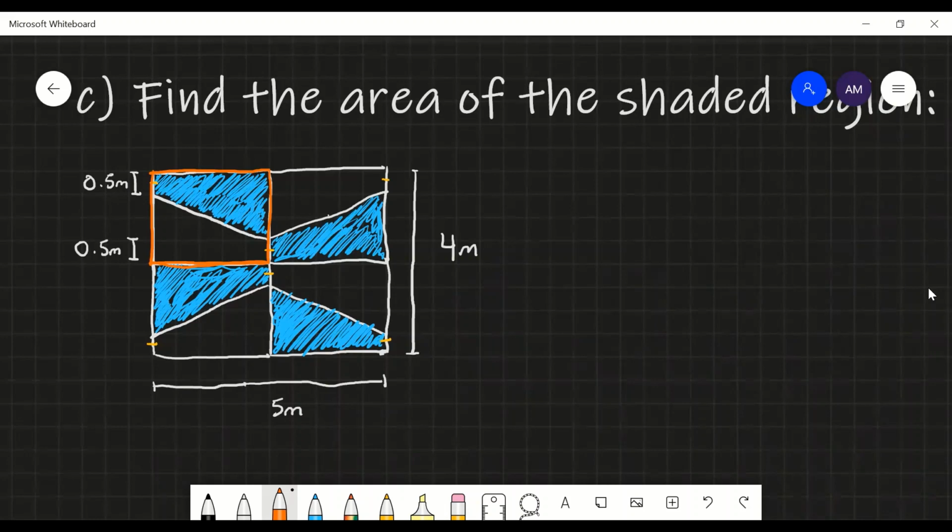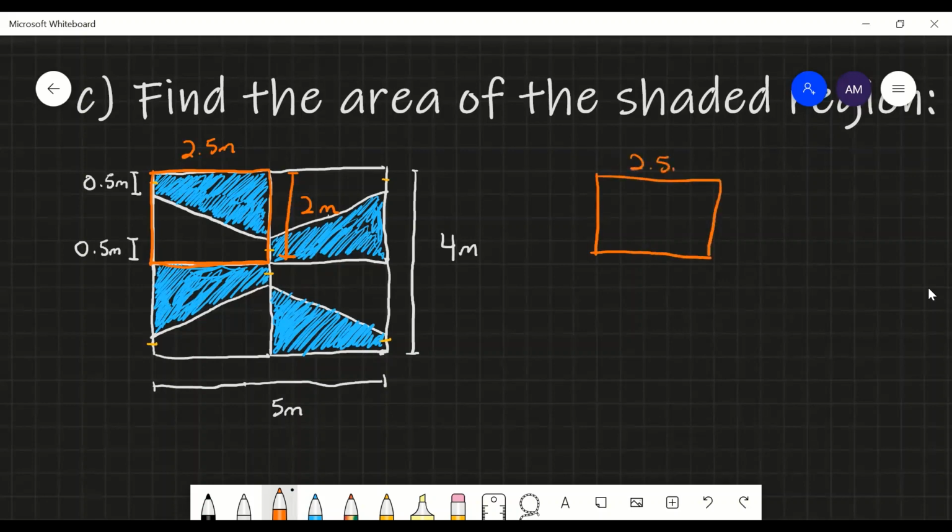How big is the orange rectangle that I just made? Well, it would be half of this width. The width is 5 down here. Half of that would be 2.5. And how tall is it? Well, half of this entire height, which is 4, so half of that would be 2 meters. So at most, the rectangle itself would be like this, 2.5 by 2.